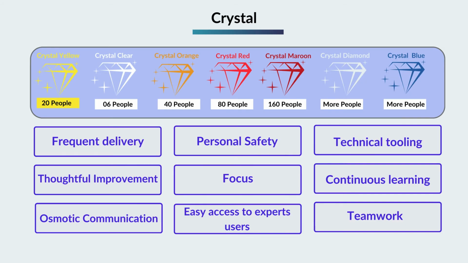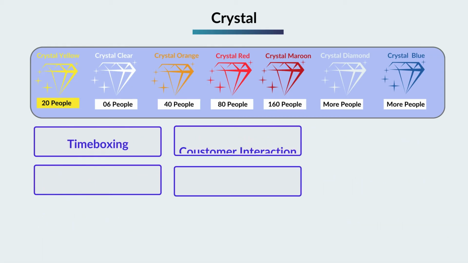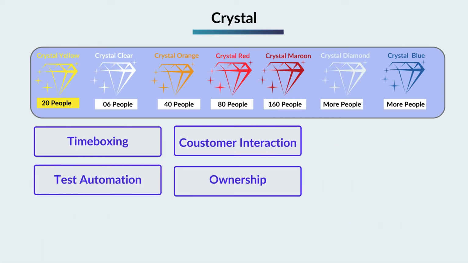Continuous learning, the Crystal framework focuses on continuous learning of the team members so that they can apply the new technologies and techniques they have learned in the project. Teamwork, the framework suggests team collaboration and mutual support among the team members for higher productivity. Time boxing, the Crystal framework also follows the sprint time boxing approach to manage the project timelines. Test automation, the Crystal framework focuses on test automation, which helps the team in detecting and fixing bugs early.